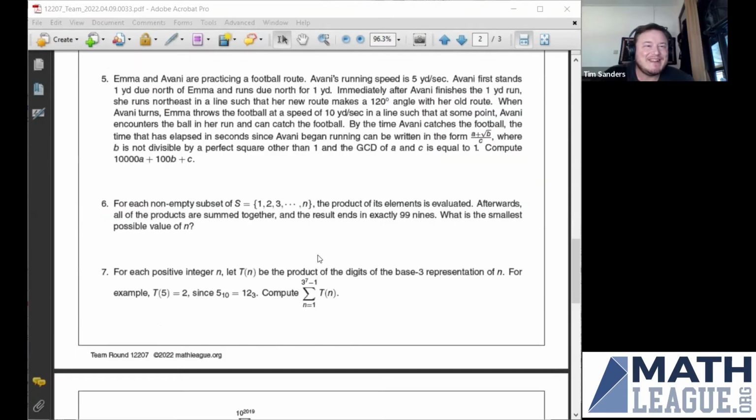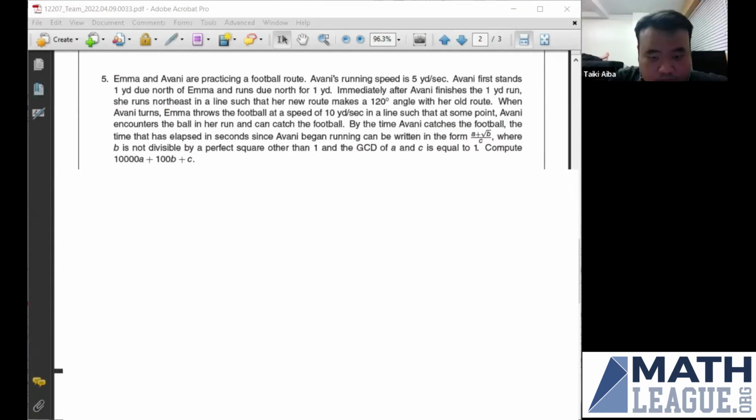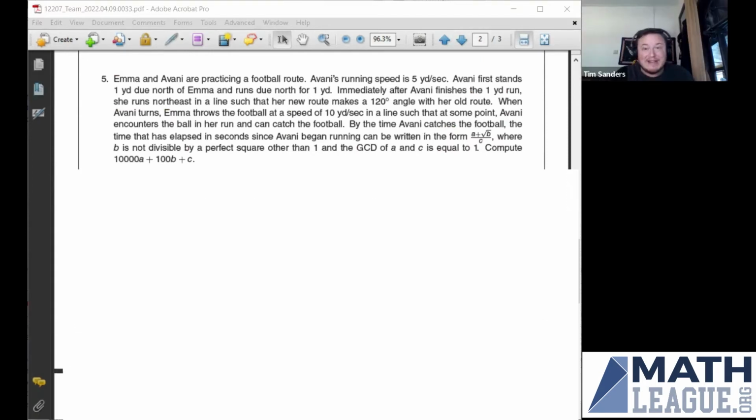All right, let's take a look at number 5. Okay, so we're expecting some sort of a quadratic here, it looks like, because of the form A equals root B over C. And then they're asking us to basically take that actual answer and turn it into a 5-digit number, or possibly 6 or more digits depending on how big it is.